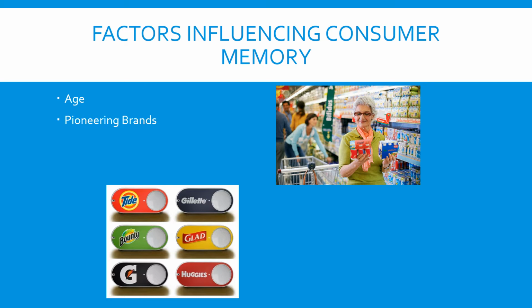But these are buttons you can actually use. They have a computer chip in them and Wi-Fi connectivity so that when you run out of, say, Tide dish soap, you can press the button, and if you have the account set up on Amazon, it just automatically orders it. You don't have to do more. Or Gatorade, or Glad trash bags, or Bounty dryer sheets, or Huggies, or Gillette.